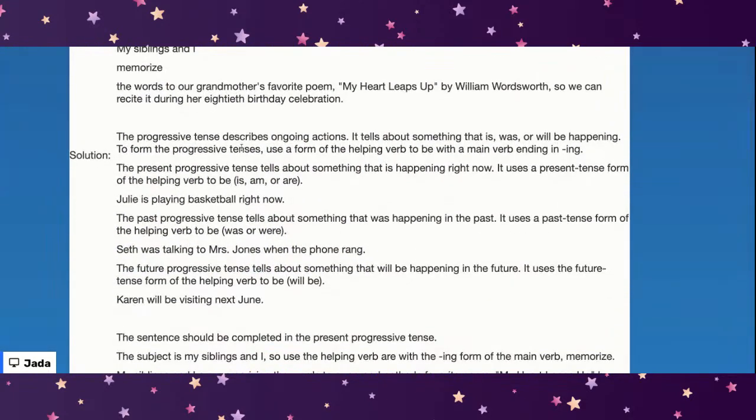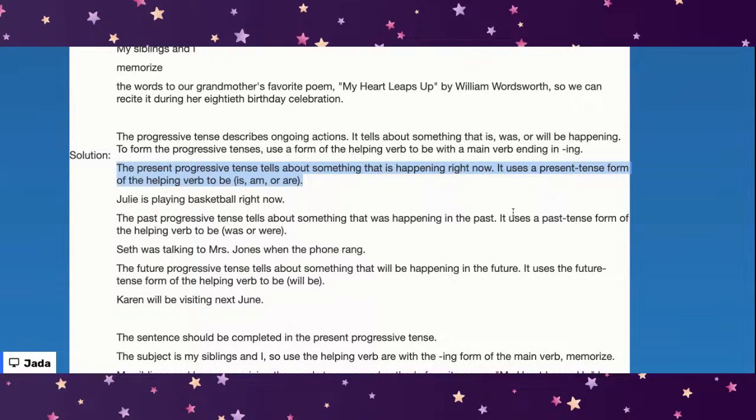Now, the progressive tense describes ongoing action. It tells about something that is, was, or will be happening. So that is it for the progressive tenses. It tells you something that is happening, or was happening, or will be happening. So, ongoing action. To form the progressive tenses, use a form of the helping verb to be and a main verb ending in ing.